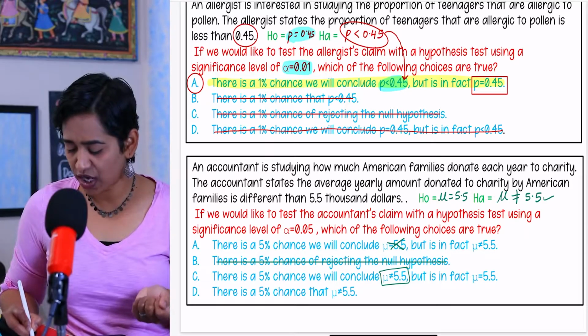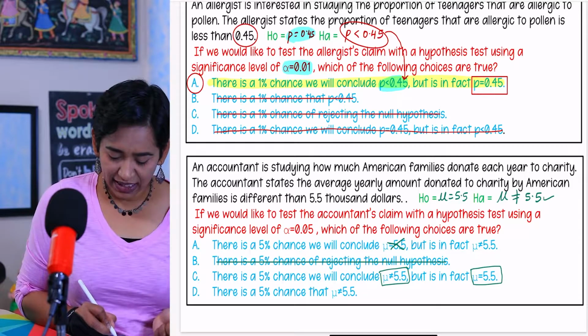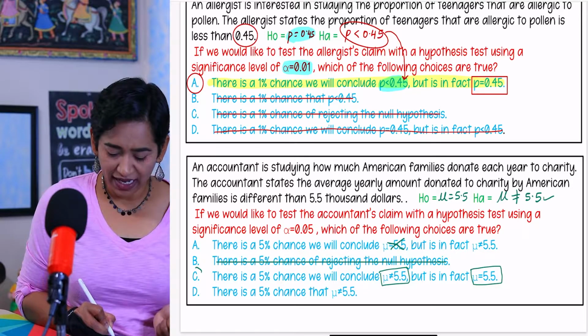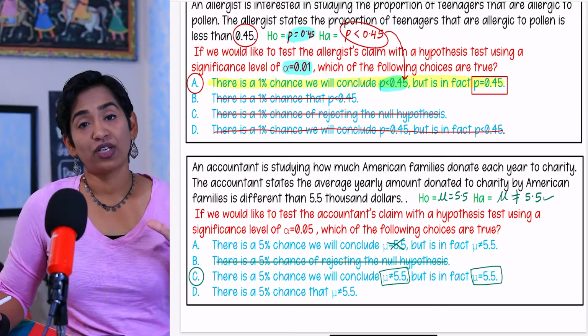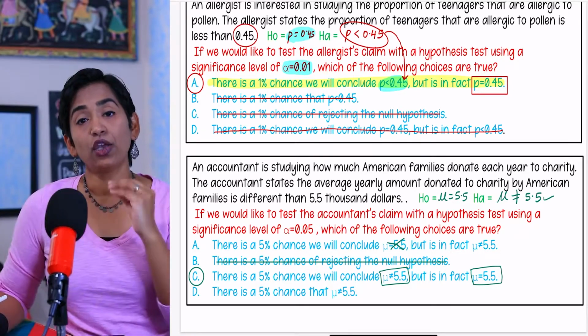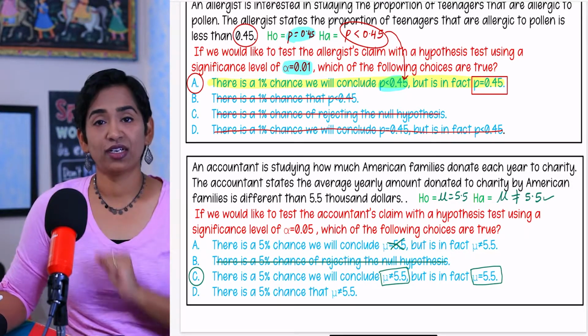What is my H naught? Mu equal to 5.5. So I'm guessing this is my right answer because the terminology is also the same way. There is alpha percent chance you conclude HA when in fact H naught is true.